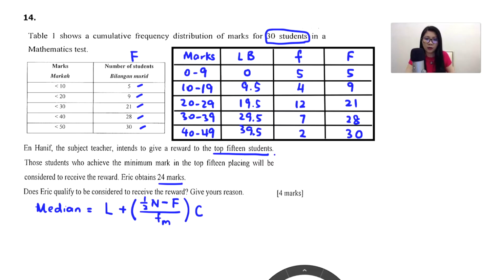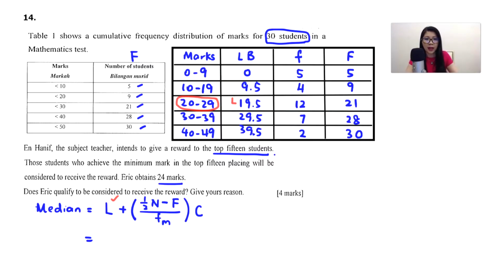Okay, so now let's find out where the median class is. You see here we got 30 students. So the median is 30 divided by 2, which is 15, right? So 15 is in which class? Here 5 plus 4 is 9, plus 12 is 21, so 15 is around here. So this will be the median class. So L will be this. L in the formula is 19.5, which is the lower boundary of the median class.